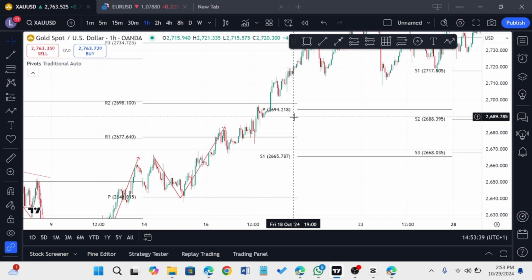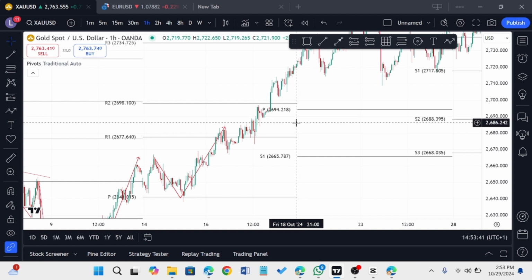So you have the bounce strategy and you have the breakout strategy. Just consistently practice and observe market reactions to these levels. It will enhance your ability to leverage pivot points effectively in your trading strategy.